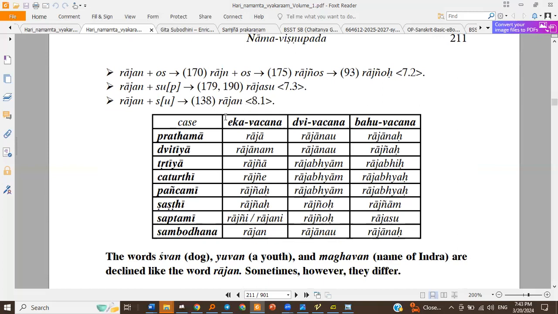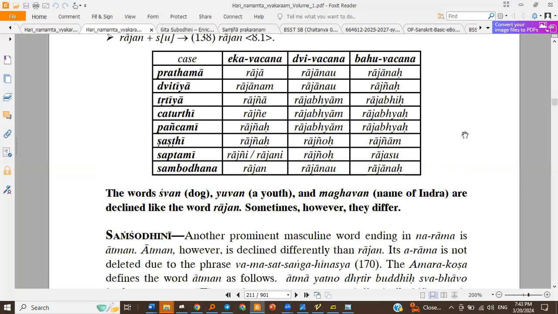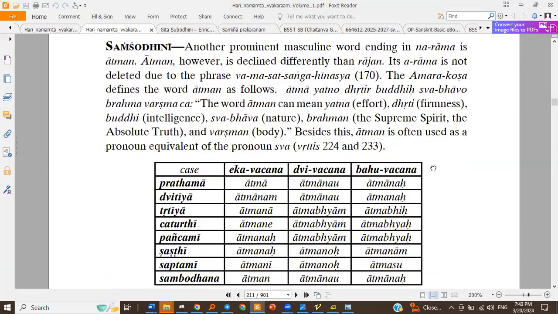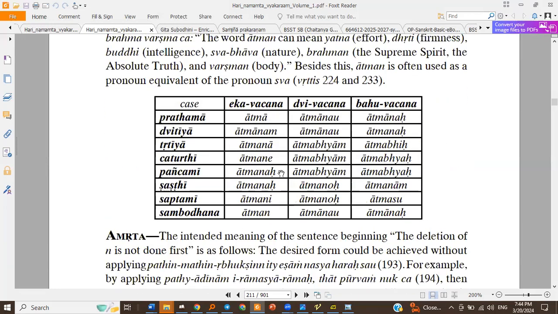Hey Rajan. Then, the words Shvan, which means dog, Yuvan, youth, and Maghavan, name of Indra, are declined like the word Rajan. Sometimes there are some differences. So even the Atman table is like that. Atma, Atmanav, Atmanah, Ityadi.